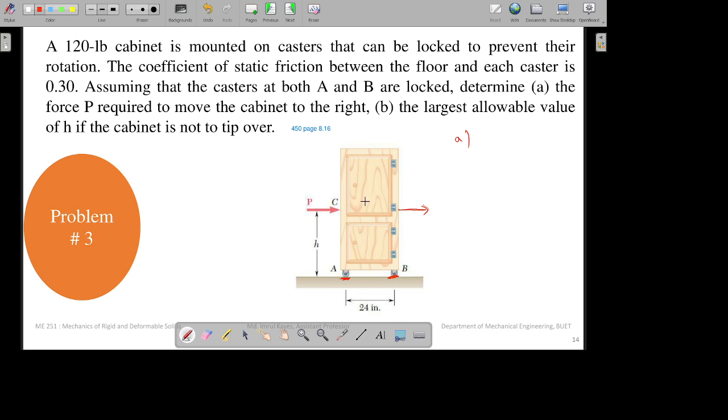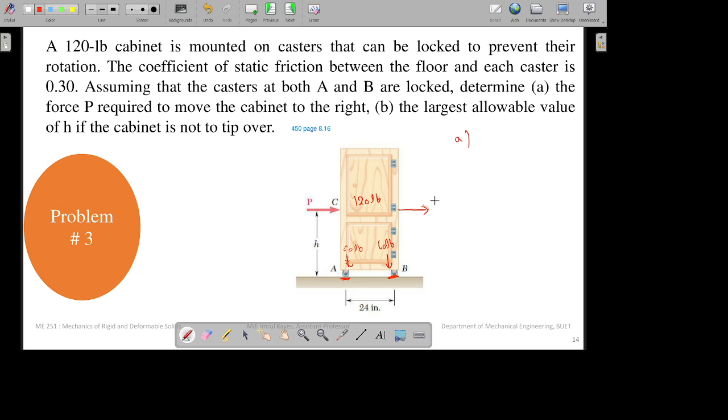And the weight of the cabinet is 120 pound. So as they are similar, this 120 pound will be split between these two surfaces, right? So this caster will have 60 pound and this caster will have 60 pound. This 120 pound can be split over these two casters in this manner.